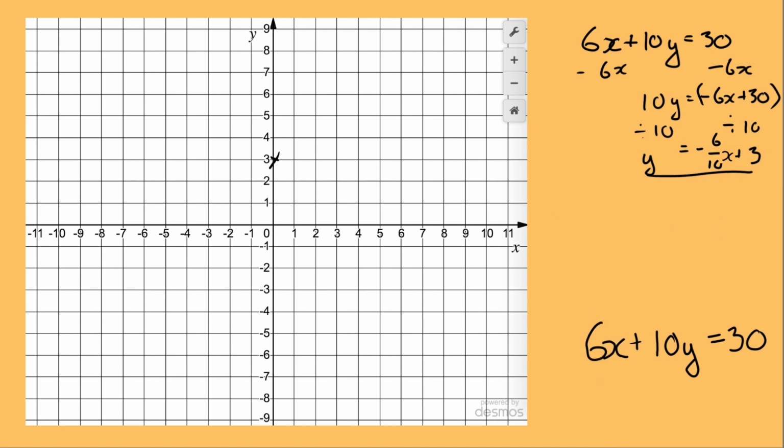I repeat the process for the x-intercept. So y is equal to 0. Cover that up. 6x is equal to 30. Divide by 6. x is equal to 5 and Bob's your uncle. Finally, we connect the points and we're done.